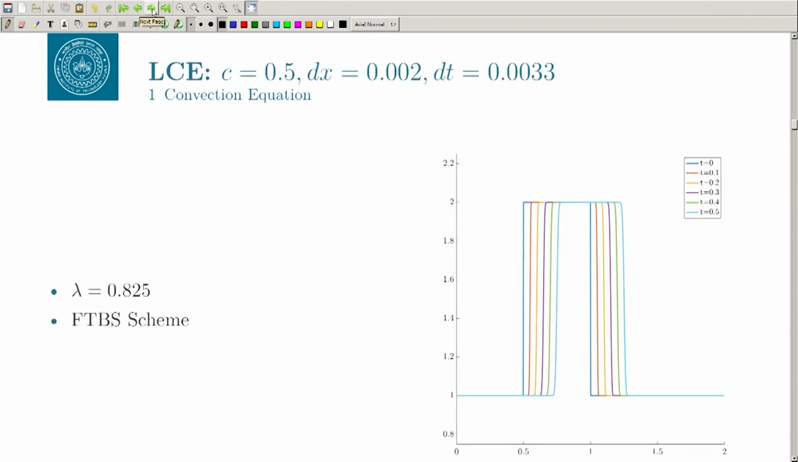Here you can see I have taken the convection speed as 0.5, your grid size dx is 0.002, and your time step is 0.0033. So, your time discretization delta t is much smaller than the delta x, and if you calculate the lambda, which will be basically c delta t by delta x, the value comes to be around 0.825.